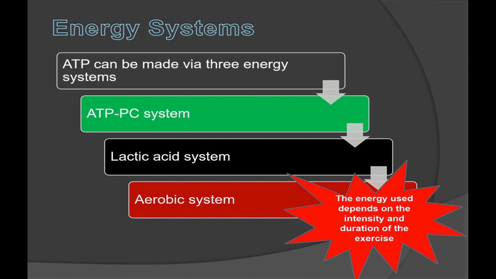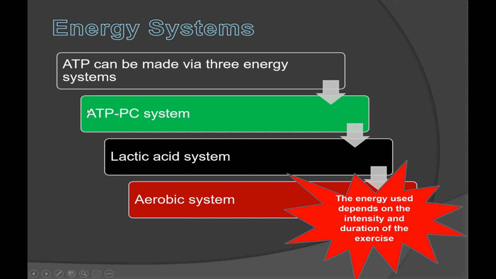What's important to understand right at the beginning of energy systems is that this doesn't work in a step-by-step manner where we innovate the ATP-PC system first, then we go into the lactic acid system, and then eventually into the aerobic system. There is an interplay of all 3 energy systems occurring 100% of the time. However, what changes is the predominant energy system. So the energy system which you're calling on the most in order to resynthesize ATP.